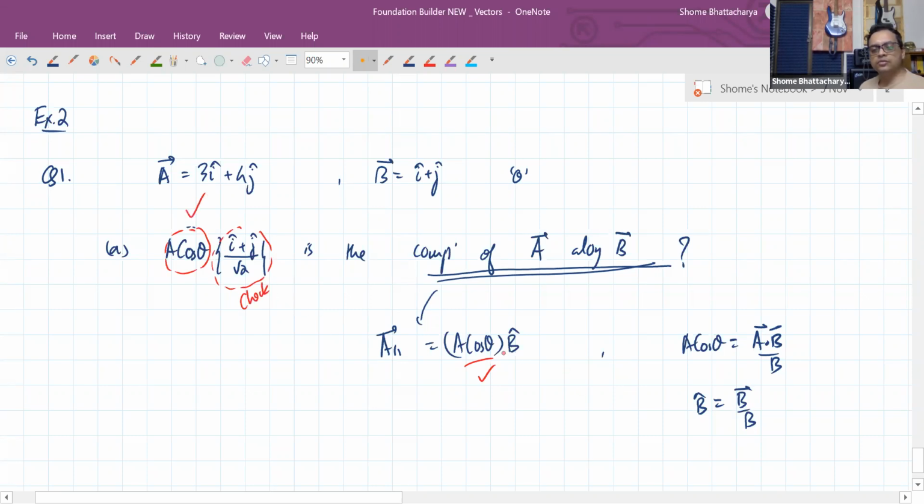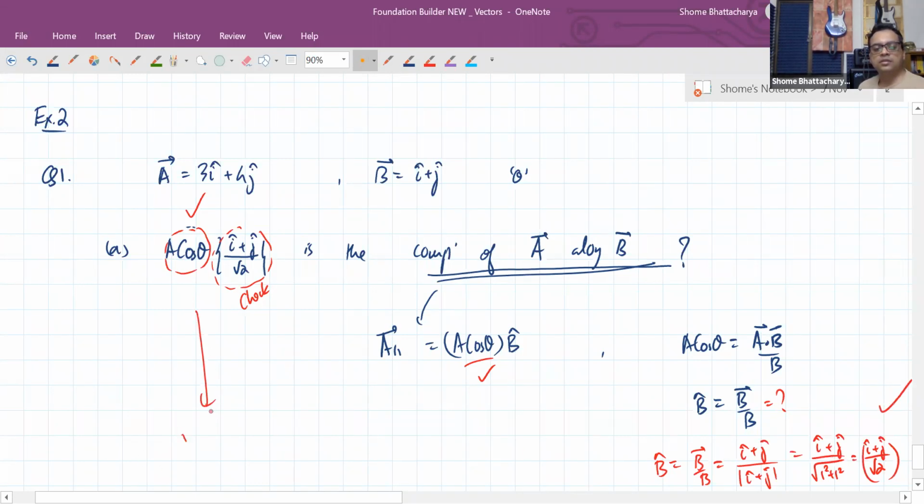We have to check. So it should be what? It should be B cap. So therefore we should check how much this is. If we check that this is i cap plus j cap by root 2, then the answer is correct. So check. So B cap is nothing but the vector B divided by its magnitude. So it's correct. So we know that yes, this is correct. So therefore we know this option is correct.